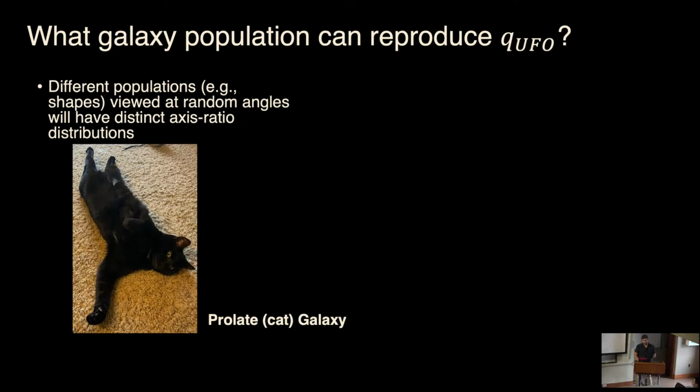The third general type you can have is a prolate cat or galaxy. This is my cat, Mowgli. So he's elongated in one direction.